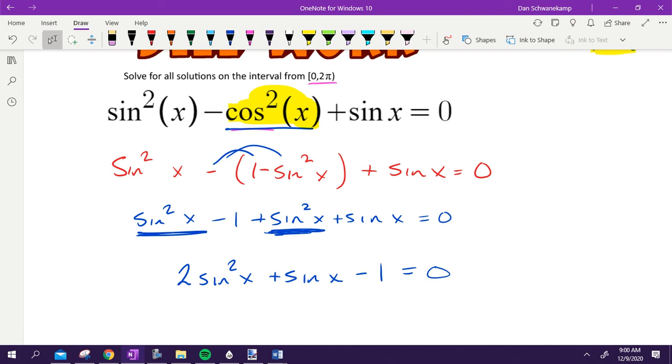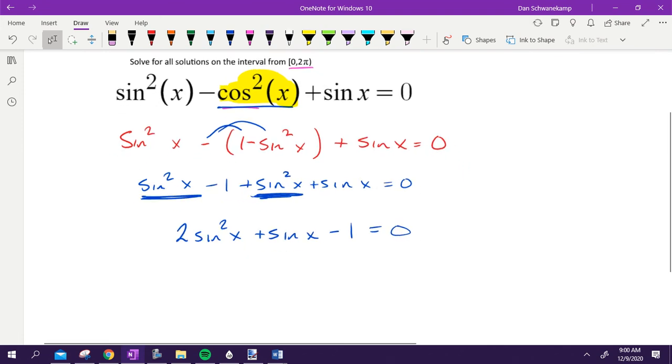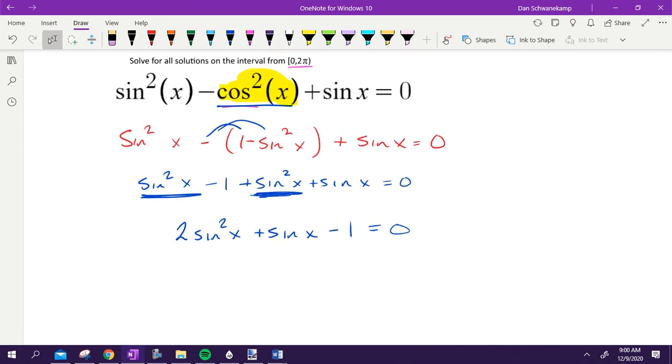It's a quadratic, so we're going to treat it like a quadratic, and we're going to solve using the same steps we always do.